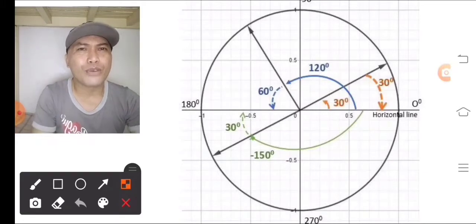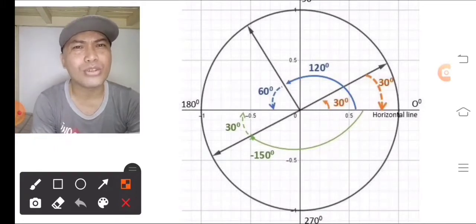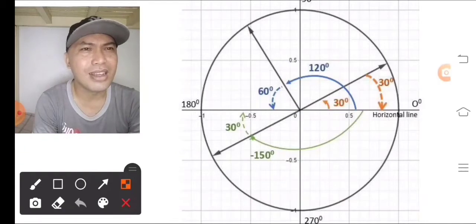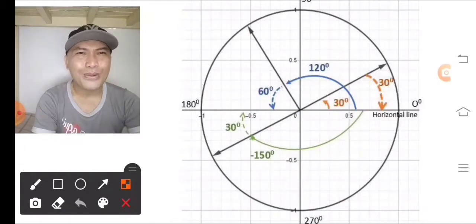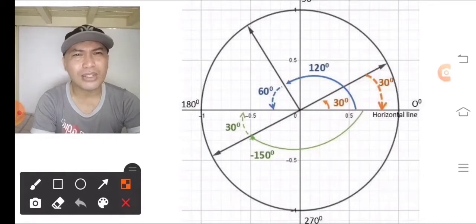What if we are going to look for the reference angle of more than 360 degrees? How are we going to do that? What if we are going to look for the reference angle of 750 degrees? So we have to remember that one complete rotation is 360 degrees. Second complete rotation is 720. Third complete rotation is 1080, and so on.